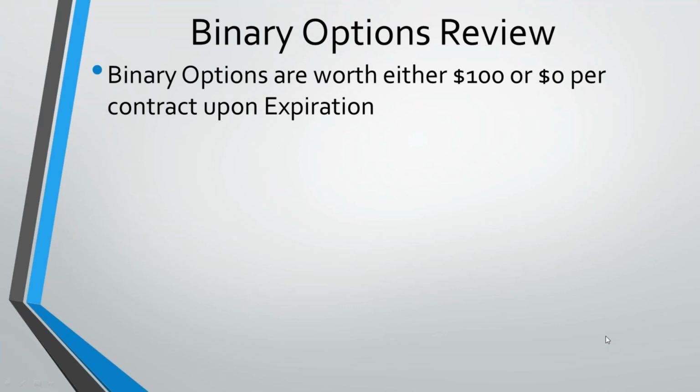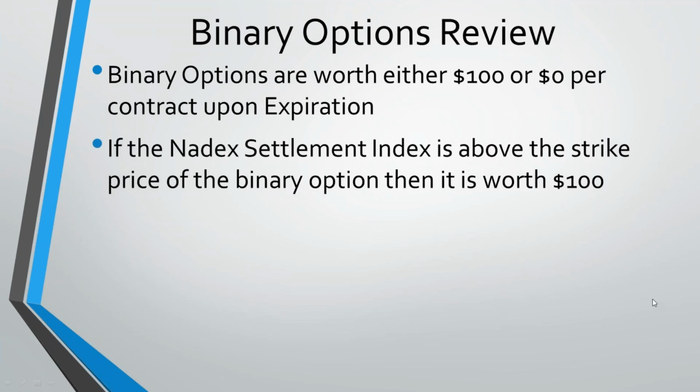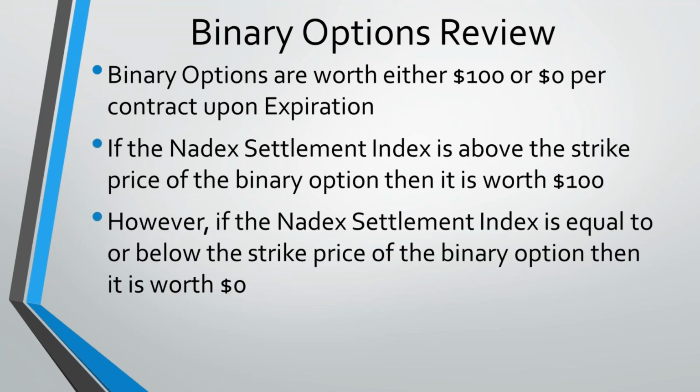Binary options are worth either $100 or $0 per contract upon expiration. If the Nadex settlement index is above the strike price of the binary option, then it is worth 100. However, if the Nadex settlement index is equal to or below the strike price of the binary option, then it's worth 0. Now let's talk about out of the money versus in the money.